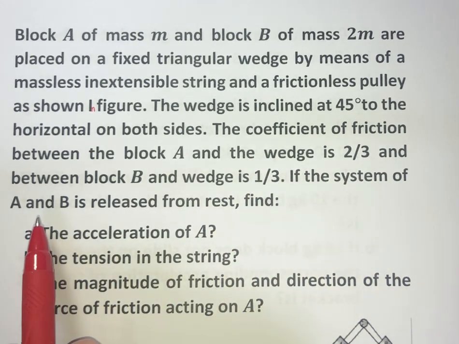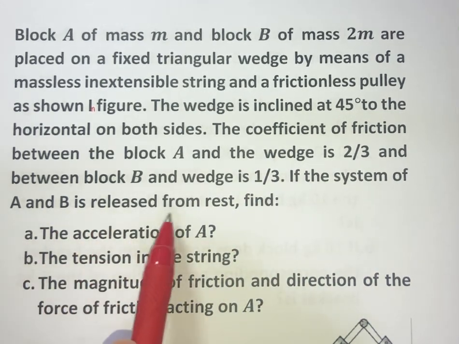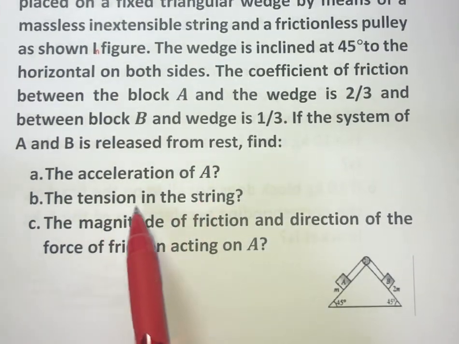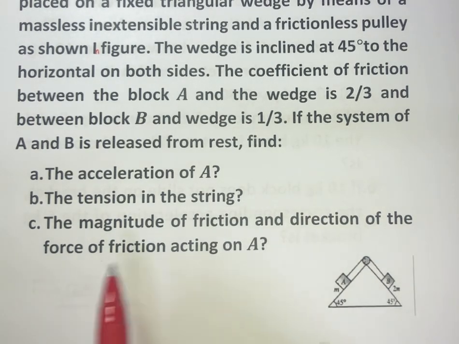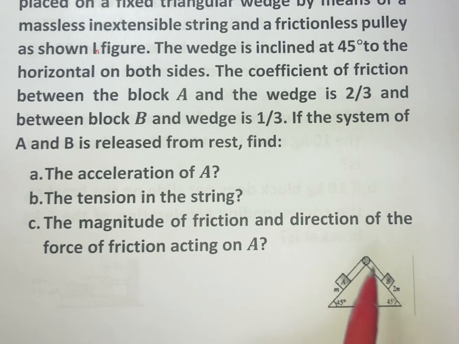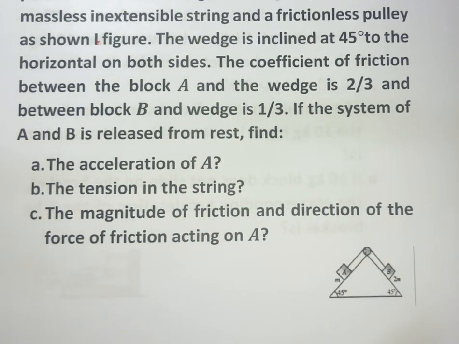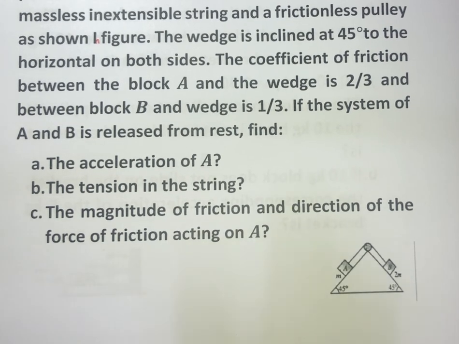If the system of A and B is released from rest, find the acceleration of A, the tension in the string, the magnitude of friction, and the direction of the force of friction acting on A. So this is the figure. We have two blocks A and B connected with a string. The mass of A is m, of B is 2m, and the angle of inclination of the wedge is 45 degrees. So first of all, let's draw the various forces which will be acting on these two blocks.